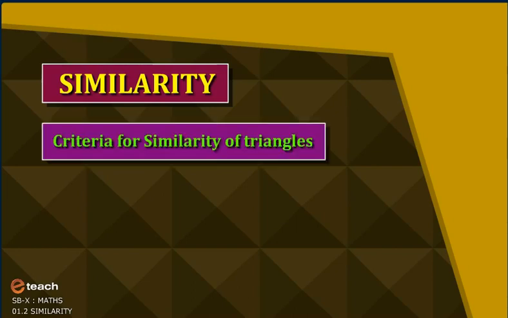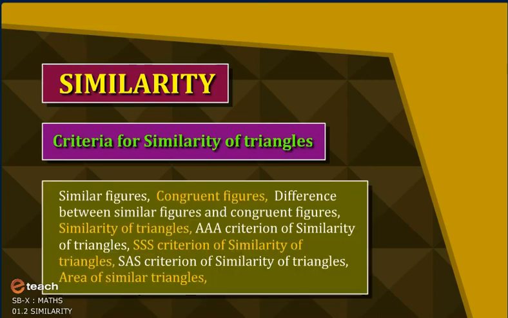Similarity. Criteria for similarity of triangles. Similar figures, congruent figures, difference between similar figures and congruent figures, similarity of triangles, AAA criterion of similarity of triangles, SSS criterion of similarity of triangles, SAS criterion of similarity of triangles, and area of similar triangles.